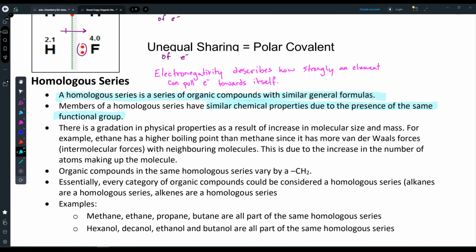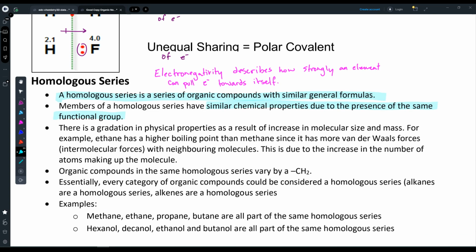There is a gradation in physical properties as a result of the increase in molecular size and mass. For example, ethane has a higher boiling point than methane. So ethane is just an alkane, so there's only single carbon-to-carbon bonds, and it has 2 carbons in it, whereas methane only has 1 carbon in it.